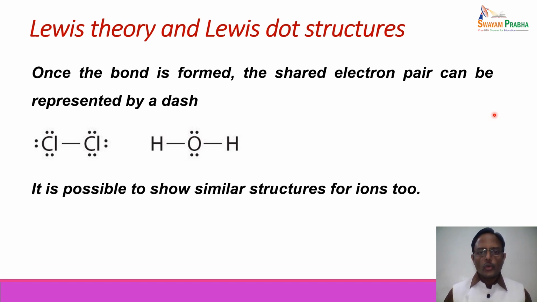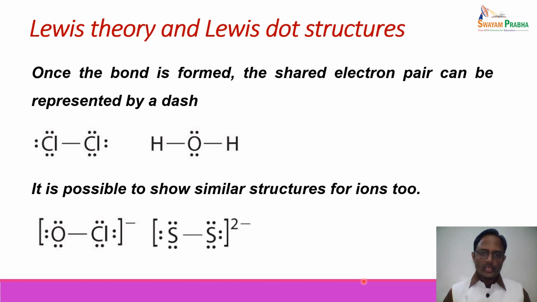It is possible to show a similar structure for ions also. For example, if we consider the OCl negative ion. Now in this OCl negative ion, oxygen and chlorine are bonded by a single bond, and there is one extra electron taken up by this molecule to complete their octet. So the oxygen octet is complete, and the chlorine octet is also completed with one extra electron. So you can show it as a negative charge. So it is an anion, OCl negative ion. This can also be shown like this.